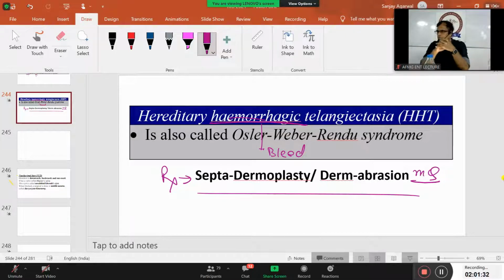This is a hereditary disease, a congenital disease, which has a bleeding problem. So if the patient starts bleeding, what do I do? I do septal dermoplasty, or dermoseptoplasty, whatever you want to say. So these are the main points about the anatomy, the bleeding and the arteries of the nasal septum.